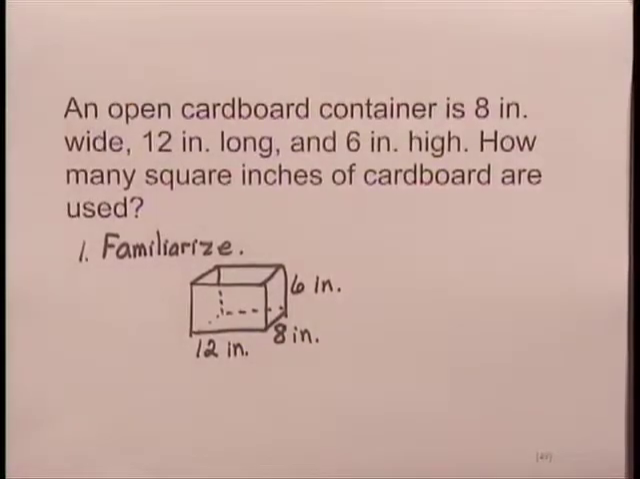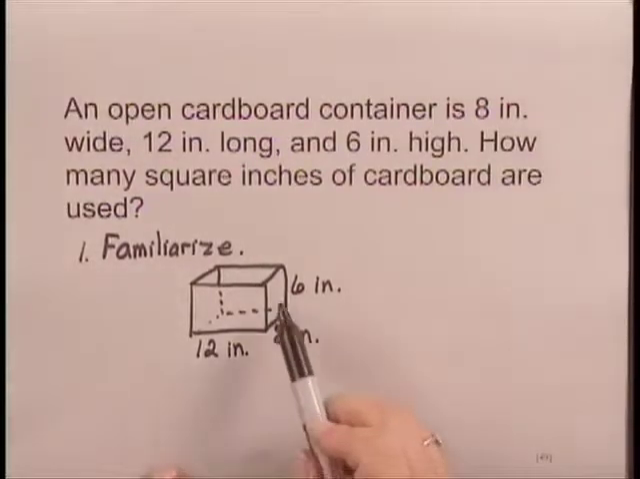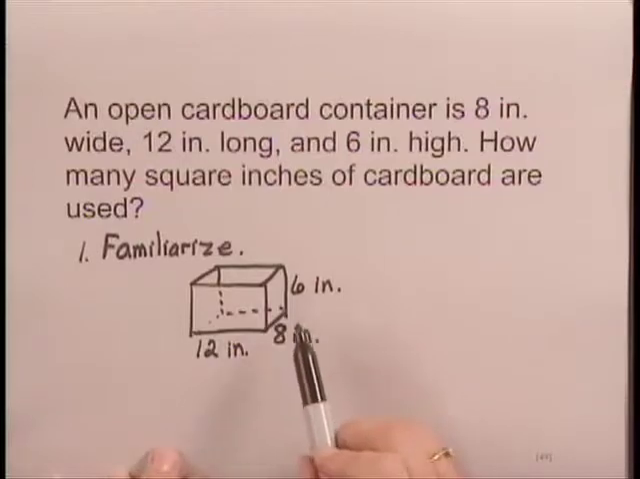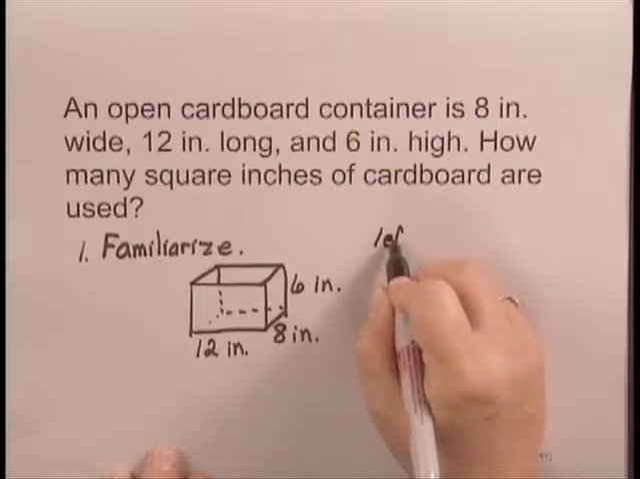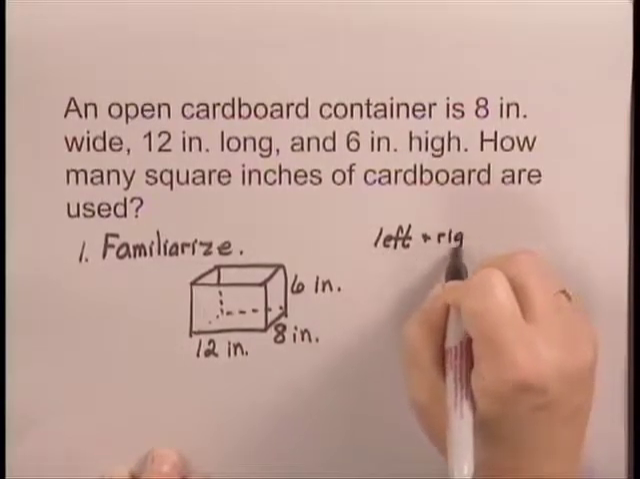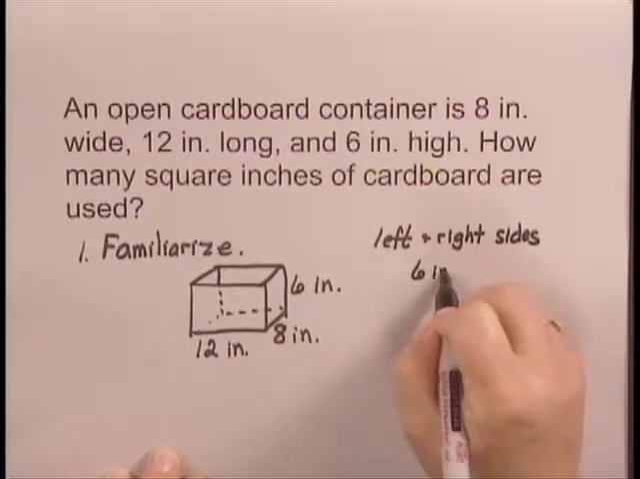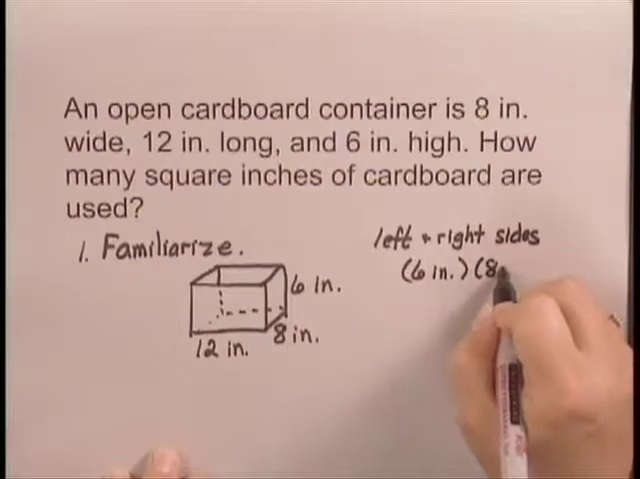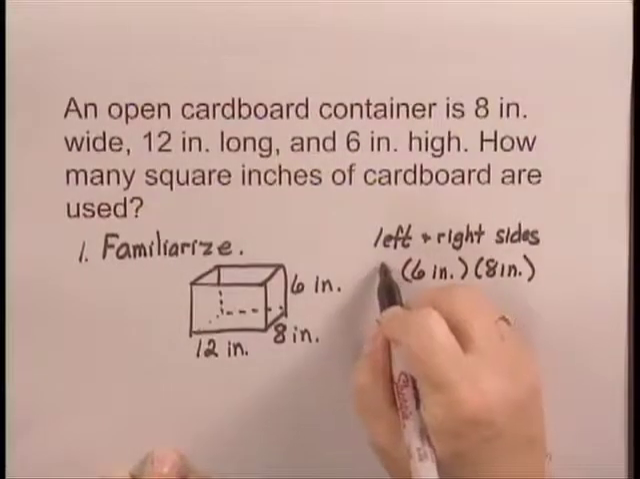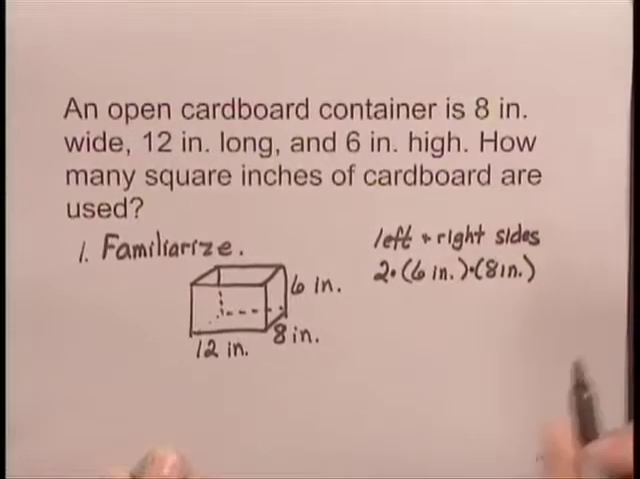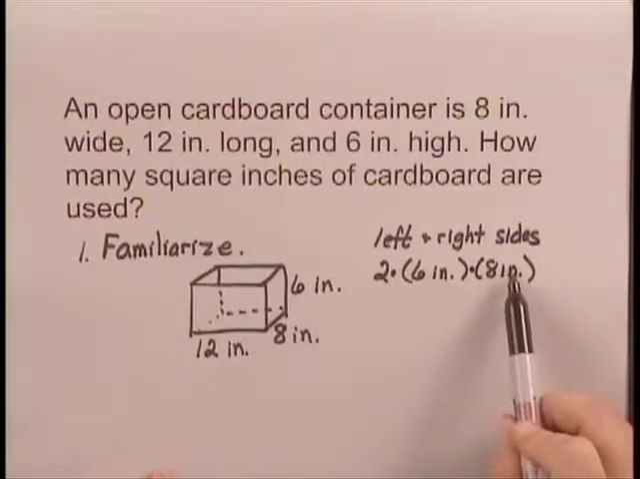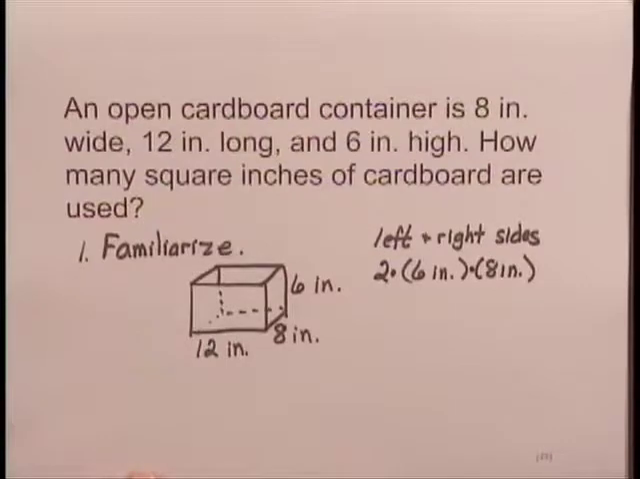Now, in order to find the number of square inches of the cardboard, we're going to have to divide the box into different sides. If we look at the left and the right side, each of those sides has an area of 8 times 6 square inches. So we have the left and the right sides. Each of those would be 6 inches times 8 inches for the area, and there are 2 of them. So we have 2 times 6 inches times 8 inches should give us the area of the left and the right sides.